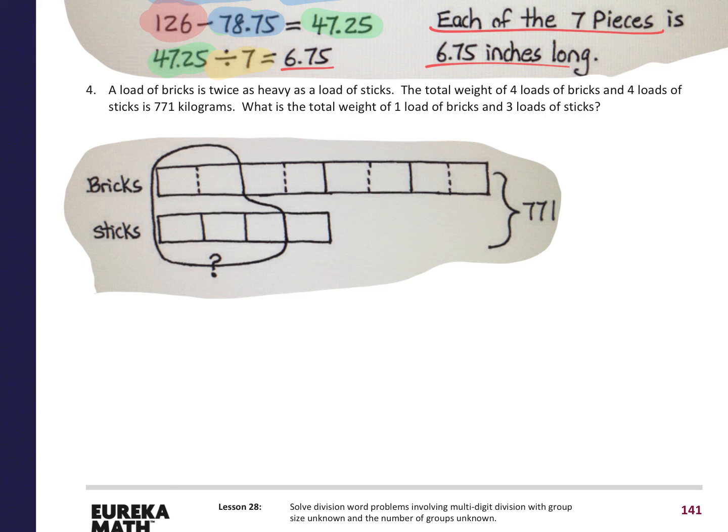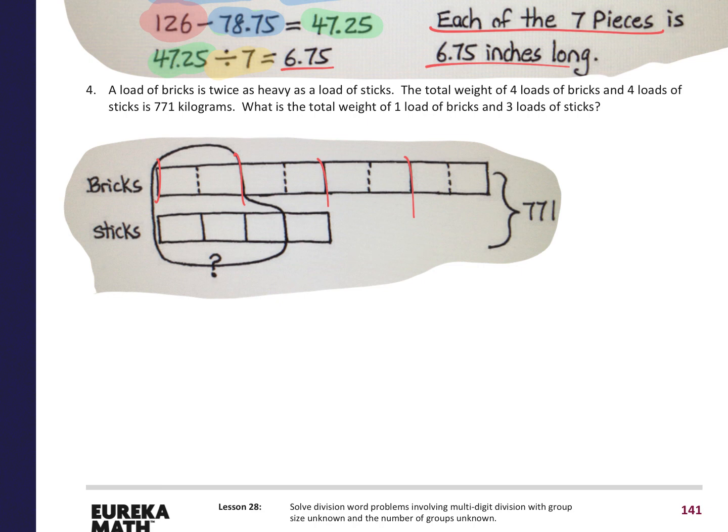Now let's look. A load of bricks is twice as heavy as a load of sticks. So notice how we got 1, 2, 3, 4 of these split in a little half, and they're bigger than these. There's 4, 1, 2, 3, and 4. But the bricks one is twice as big because the weight is twice as much.